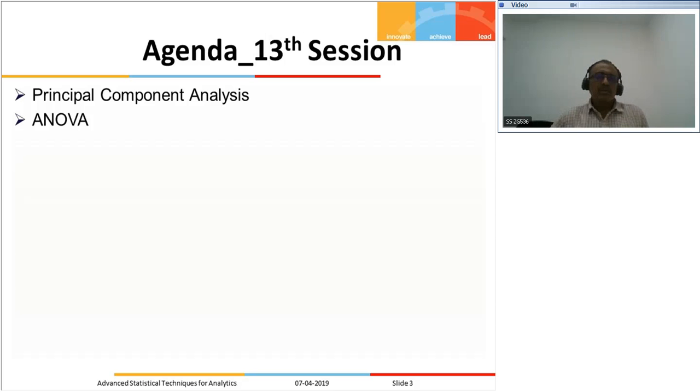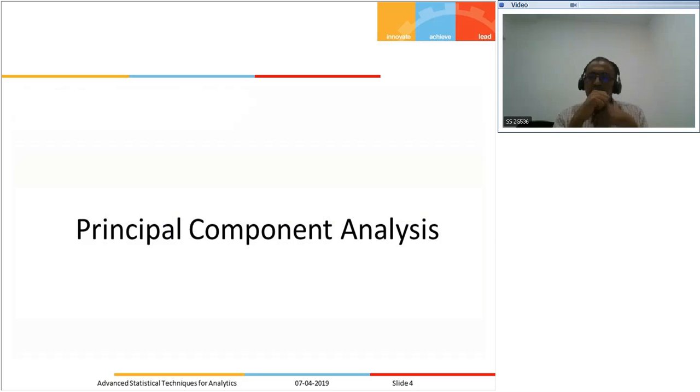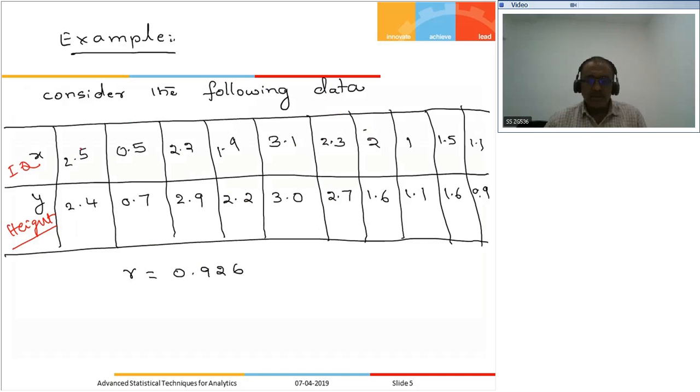Let's start. If you remember the discussion we had in the previous session related to principal component analysis, the basic concept which helps us is the eigenvalues as well as eigenvectors. Right? Now we'll take the same example and complete it in today's session. This is the problem we started discussing in the previous session.